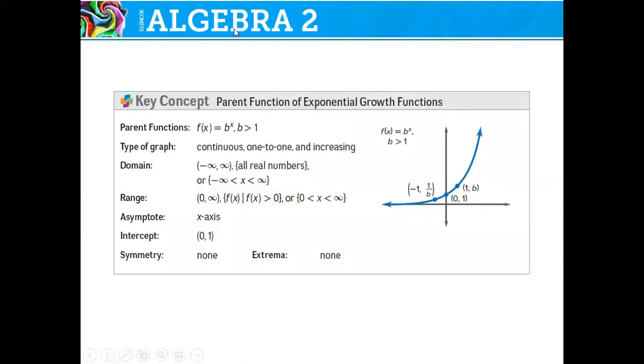To start with, this is the parent function of the exponential growth function, f of x equals b to the x, such that b is greater than 1. This function is continuous, one-to-one, and increasing, and you can see the graph of the function at the right. Its domain is all real numbers, and the range is f of x greater than 0. That's because we have an asymptote at the x-axis, which means my graph cannot cross the x-axis. We also have an intercept at (0, 1), no symmetry and no extrema.